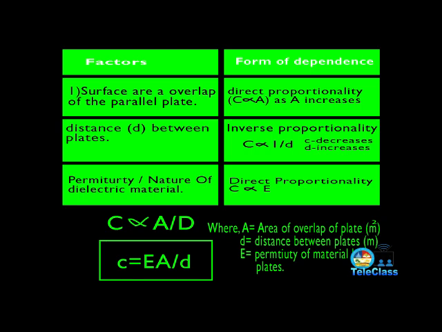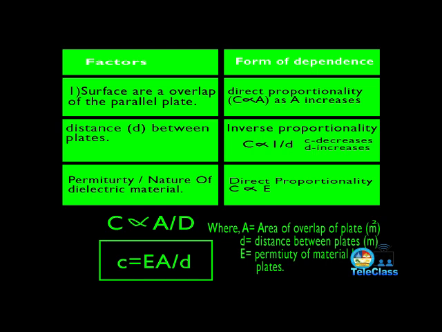Now, how does the surface area affect the capacitance? As the area increases, the capacitance also increases. So the form of dependence is a direct proportionality, where C is directly proportional to A. For the distance D between the plates, as the distance increases, the capacitance decreases. In other words, the form of dependence is an inverse proportionality. So C is inversely proportional to D, while the 3rd one is a direct proportionality.